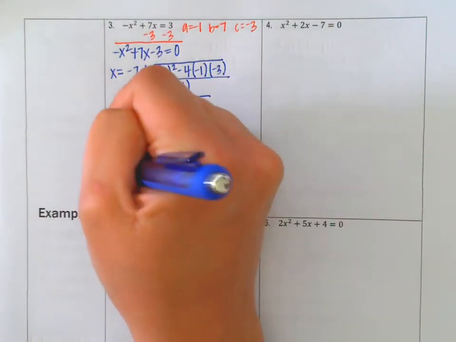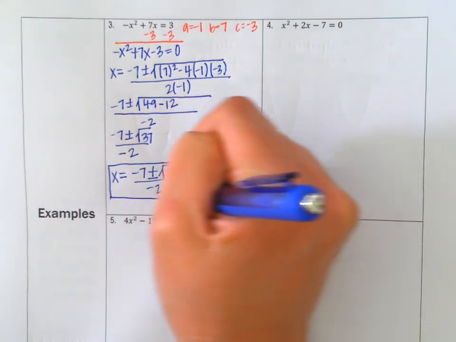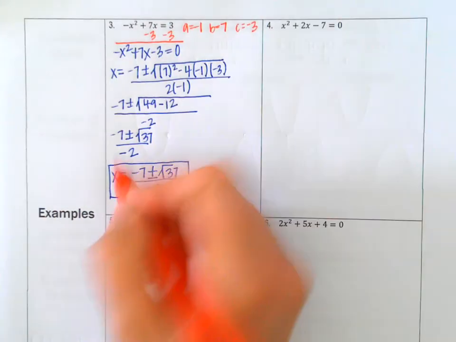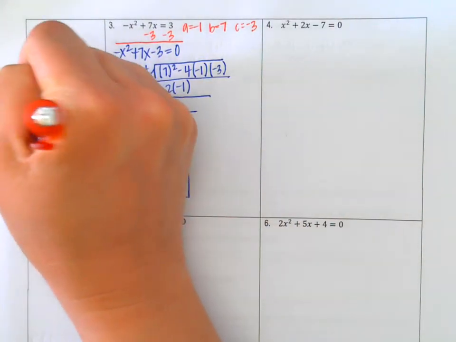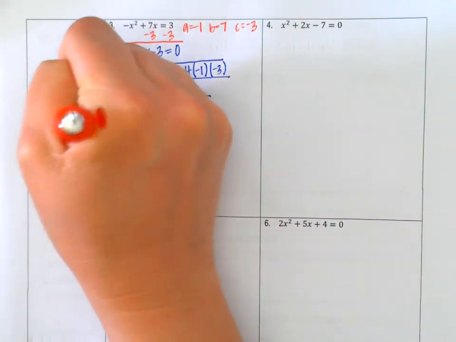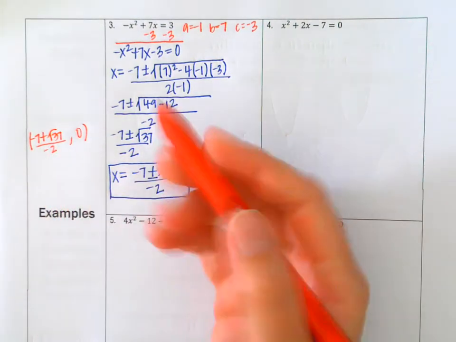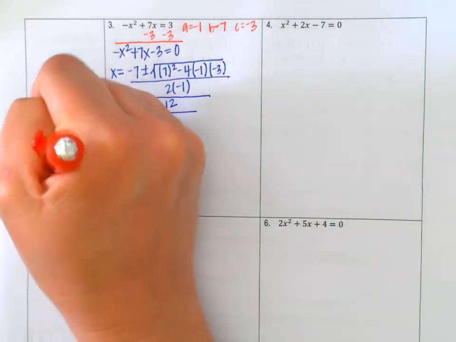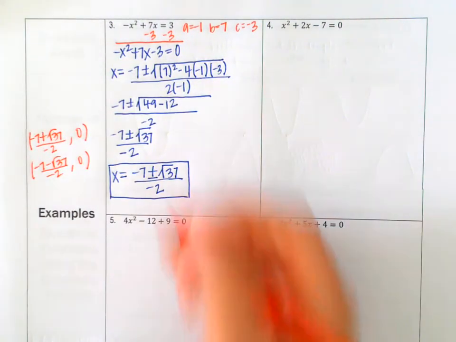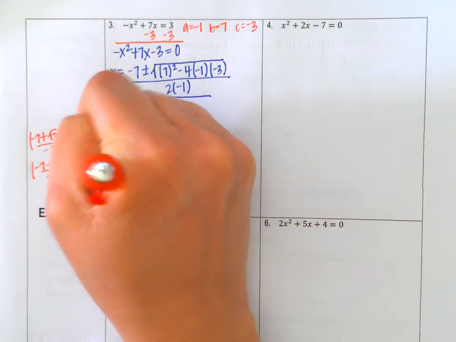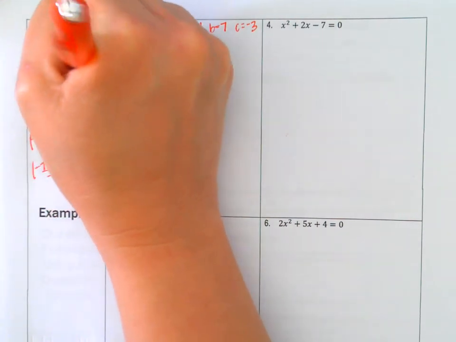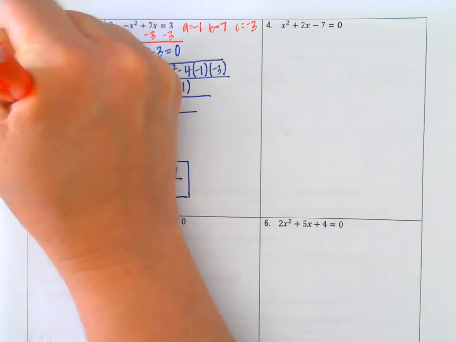Now, if you wanted to write that as an ordered pair, you could, because this is two solutions. So that would be (-7 plus rad 37 over -2, 0) is one of my ordered pairs. And then (-7 minus rad 37 over -2, 0) is another one of my ordered pairs. So these are the solutions written as ordered pairs.